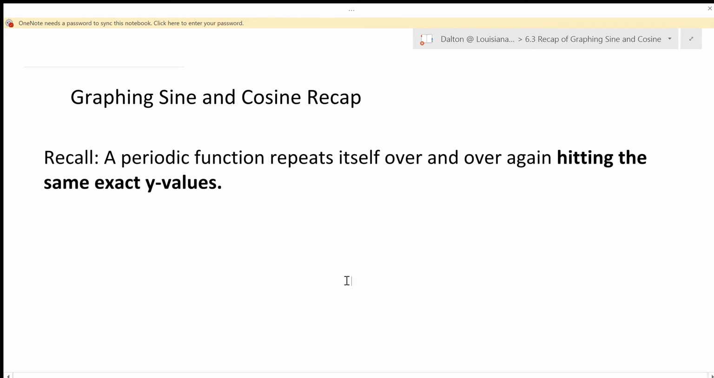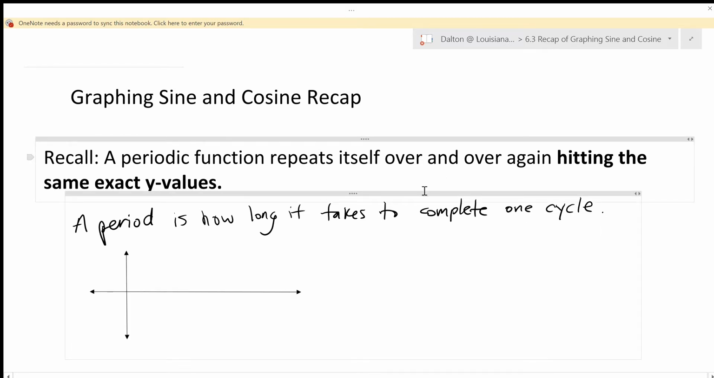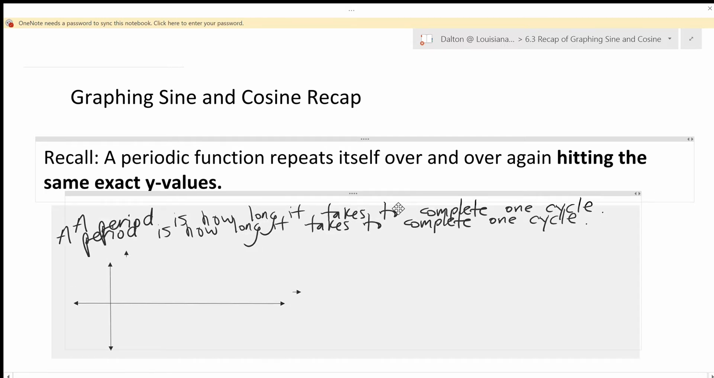Okay, so a period. Let me actually write this out for you. A period is how long it takes to complete one cycle. So what I want to do is I'm going to give you a couple of different graphs, and I want you to tell me if they are periodic.